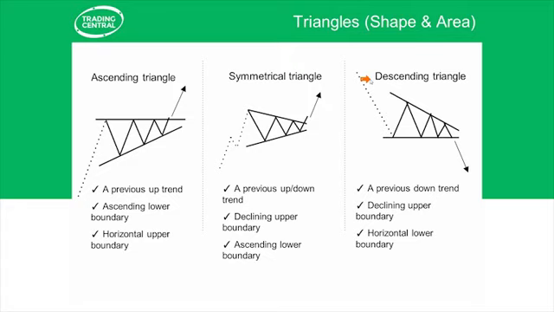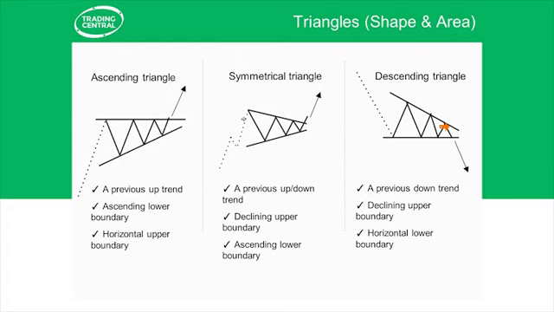So the symmetrical triangle shows two converging lines, the upper line descending and the lower line ascending. And the vertical line measuring the height of the pattern is called the base. You can see the ascending triangle, so it's quite obvious on this chart. You have an ascending trend line and a horizontal upper boundary, and you have the descending triangle with a horizontal lower boundary and a declining upper boundary.